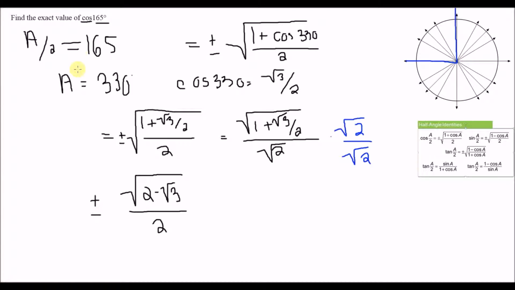In this case, the angle 165, like I said, is in the second quadrant, and only sine would be positive. So the value of cosine is going to be negative. So the answer to this question is negative square root of 2 minus square root of 3, over 2.